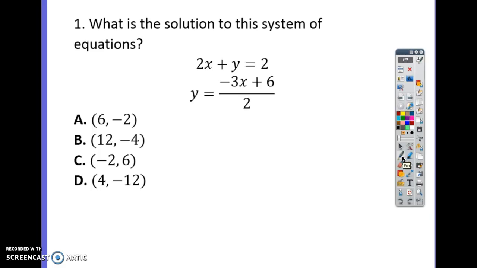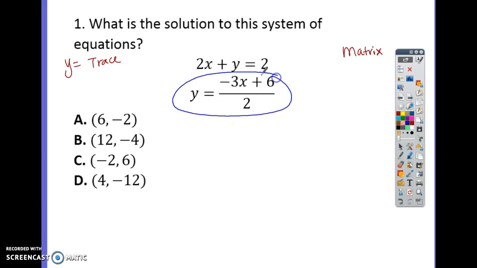You can either do it by y equals trace. So write it down, y equals trace, or we could do it by matrix. So I'm going to do it both ways, and then you choose the way that you like best. The easiest way to me, because of the way that this is written, would be y equals. So the bottom one is ready for y equals. The top one is not.